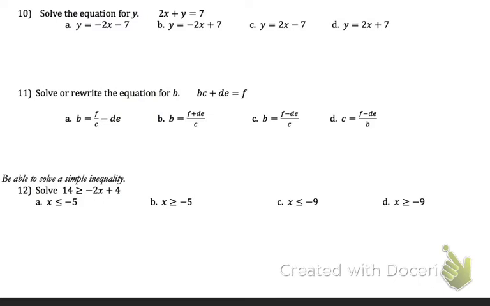All right, this next equation is having us rewrite the equation for B. So we're going to solve for B here. Whenever we're getting this variable alone, just like we solved for y in the other equations, we're going to first get rid of the other term, the term that doesn't have the b in it. So DE is positive, so I'm going to subtract DE over.